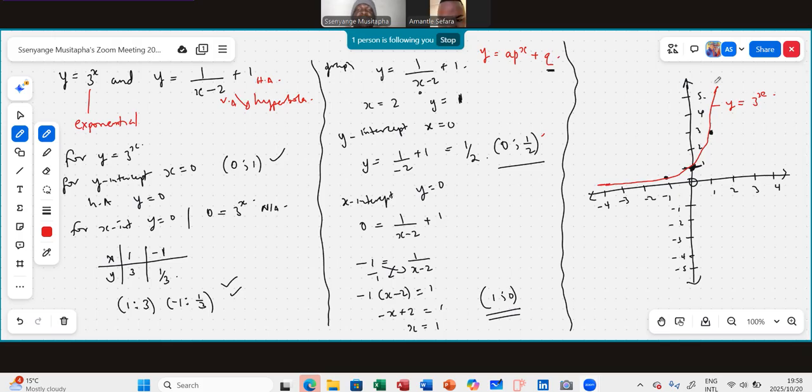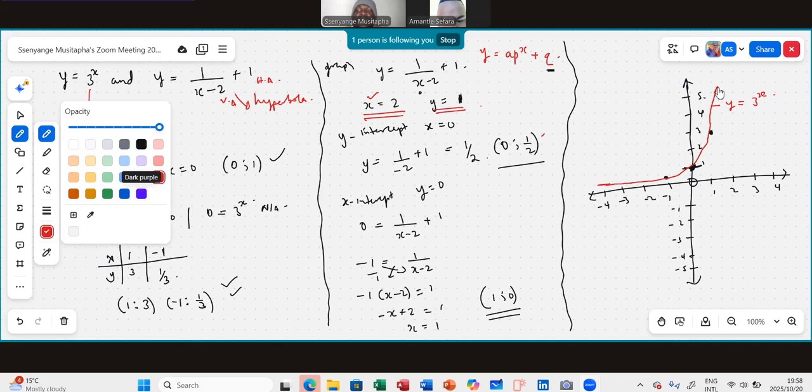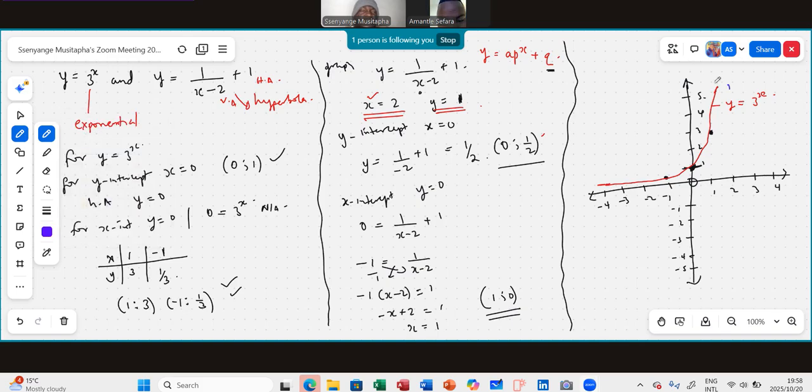First of all, you have to write these asymptotes. There is the vertical asymptote, which will pass here at 2, like this, because it's a vertical asymptote: x is equal to 2. Then the horizontal asymptote is 1, which will be like this one here. y is equal to 1.